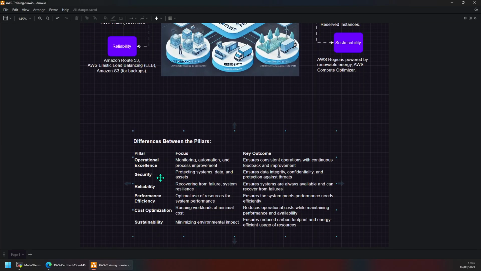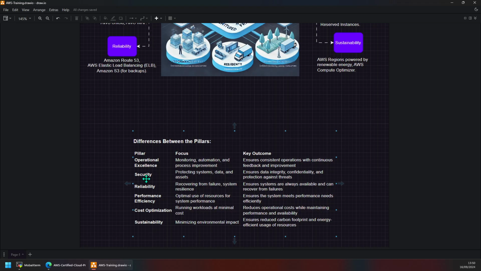Now, what this means is that for each of these pillars, we are going to understand the focus and the key outcome so that you will naturally know the differences between them. In terms of operational excellence, we understood that it is about monitoring, automating, and improving your service. So how are you going to do that? By using key outcomes like ensuring consistent operations with continuous feedback and improvement. That's how you can achieve operational excellence.